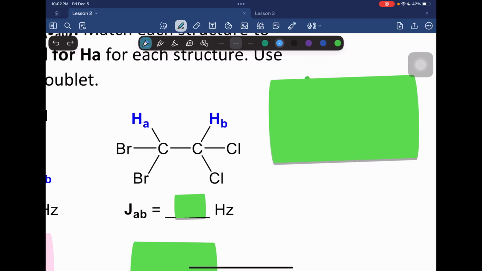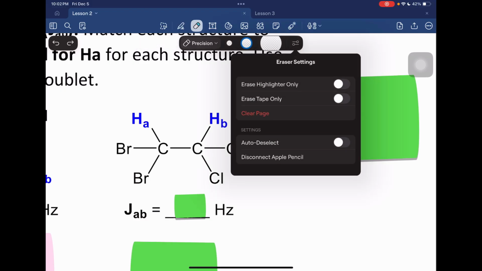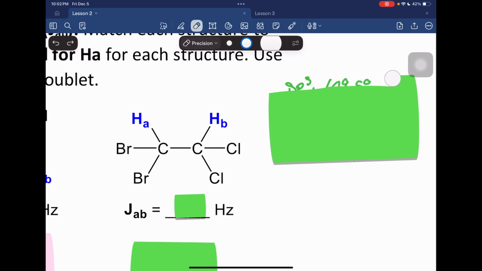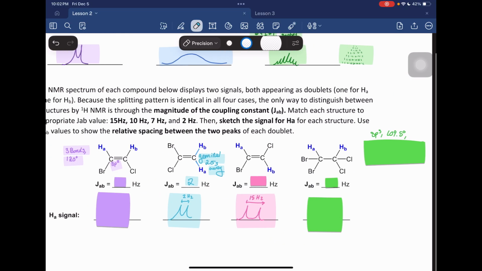Ooh. Don't look at that. I don't know why I put that. Let's just erase. Pretend you didn't see that. So sp3 is 100. Oh my God. It's 109.5 degrees. Okay, that's all we're looking at right now.